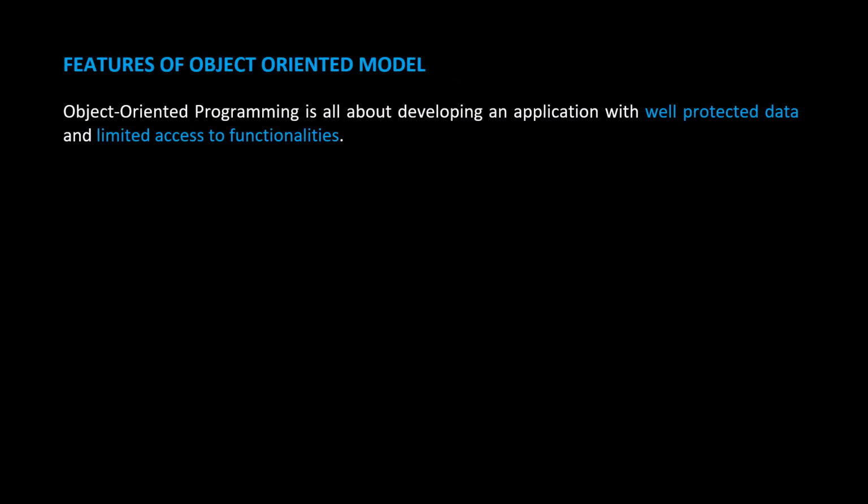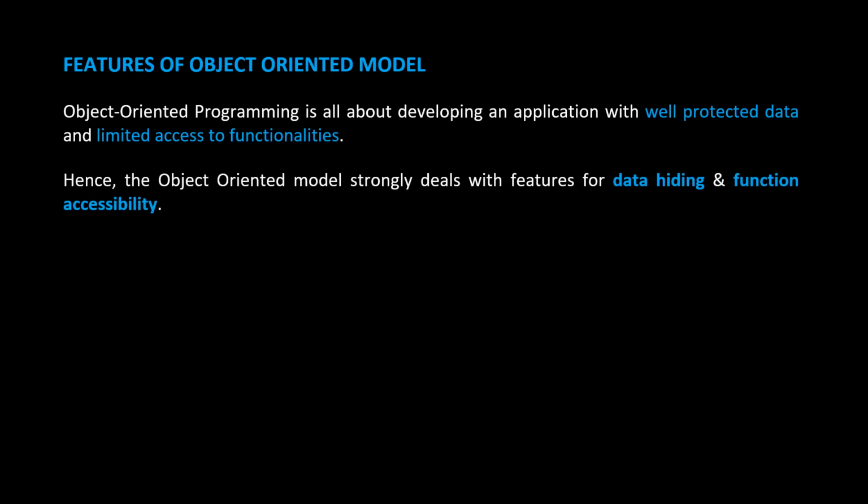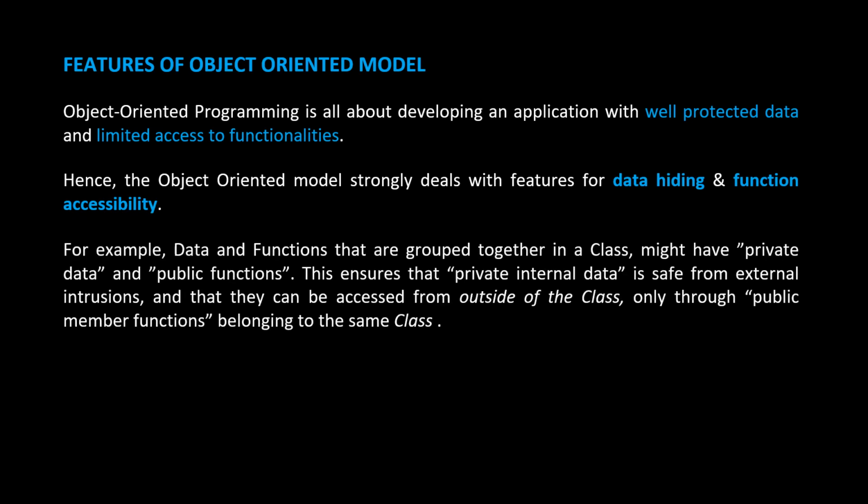Features of object-oriented model. Object-oriented programming is all about developing an application with well-protected data and limited access to functionalities. Hence, the object-oriented model strongly deals with features for data hiding and function accessibility. For example, data and functions that are grouped together in a class might have private data and public functions. This ensures that private, internal data is safe from external intrusions and that they can be accessed from outside of the class only through public member functions belonging to the same class.